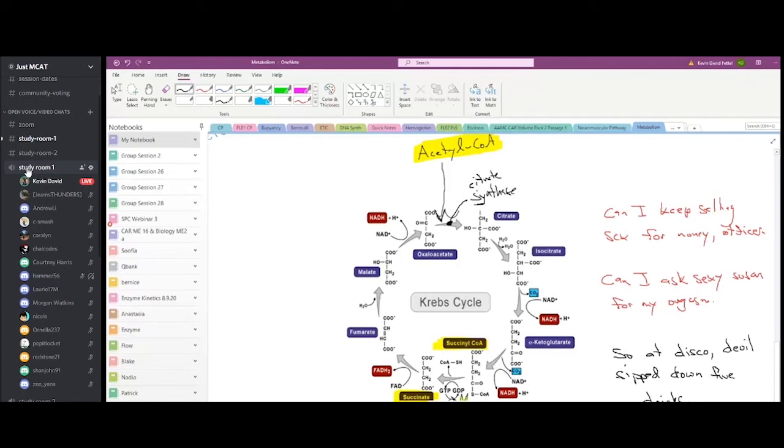Yeah. Okay. And then if we go from citrate to isocitrate, what do we got there? Starts with an A, right? So that's the AT. Aconitase. Ooh, nice. Aconitase.